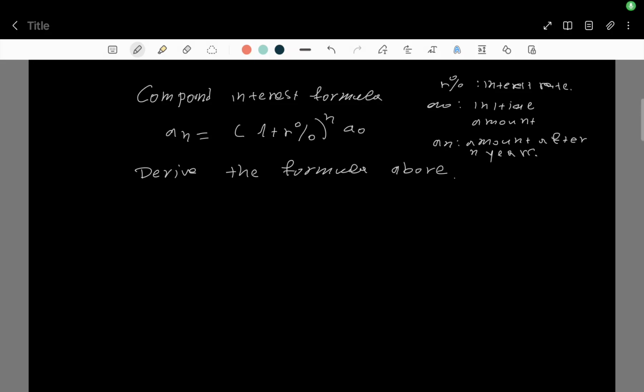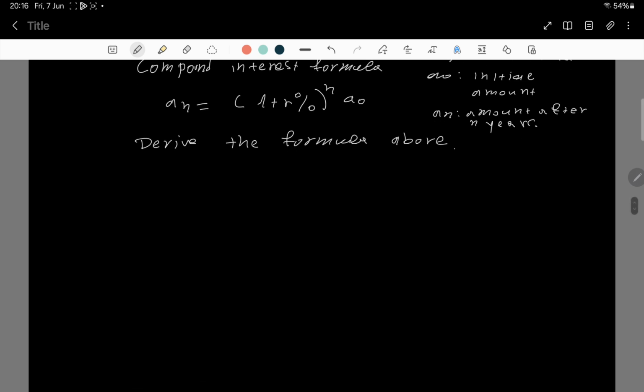In this video, we will derive the formula for compound interest. Here we will explain a little bit the notation. R denotes the interest rate in percentage. A0 is the initial amount of money that you put into your bank account, and An is the amount of money after n years. How can we prove this formula?